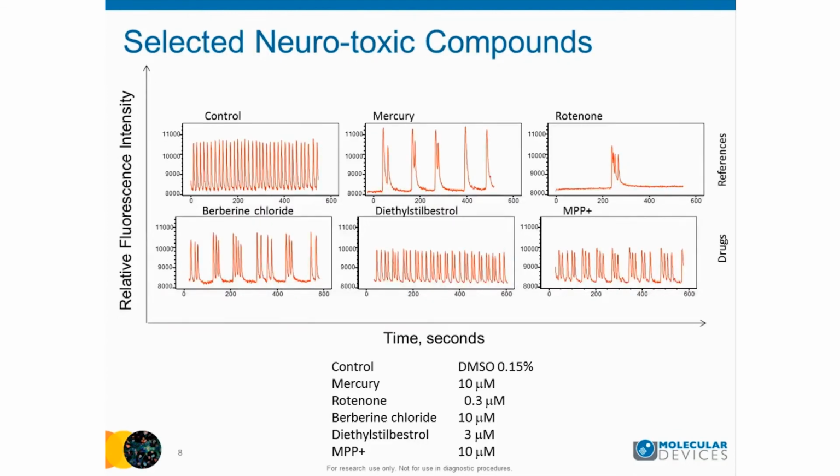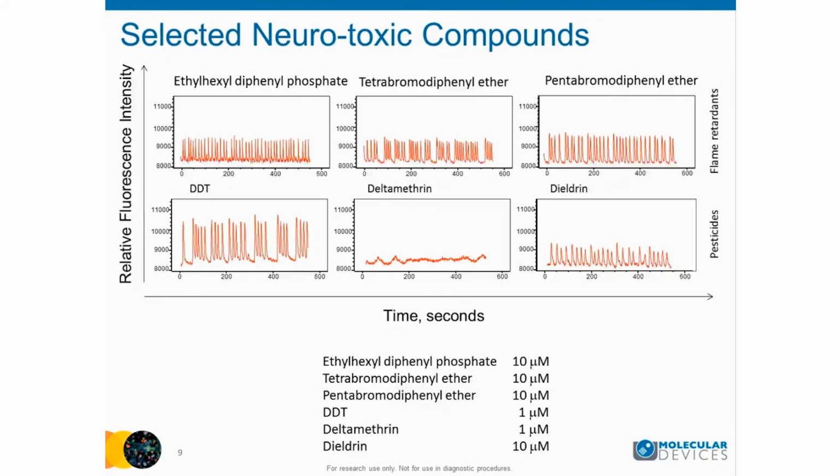Also, we've tested a set of known neurotoxic compounds, including methylmercury, rotenone, MPP, and berberine chloride. We also observed dose-dependent changes in readouts, including a decrease in peak rate, amplitude, and also changes in the spacing and peak width. Changes in peak frequency and amplitude were also observed with compounds with unknown mode of action, including flame retardants and pesticides.